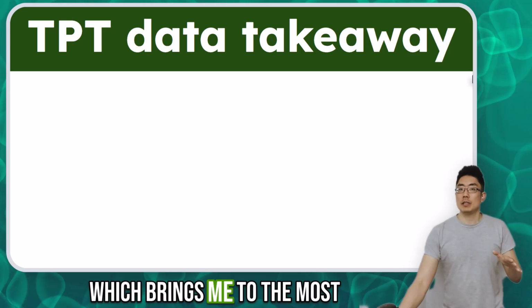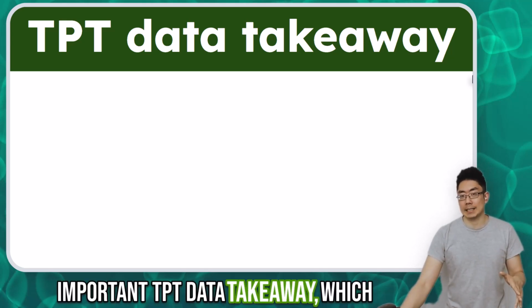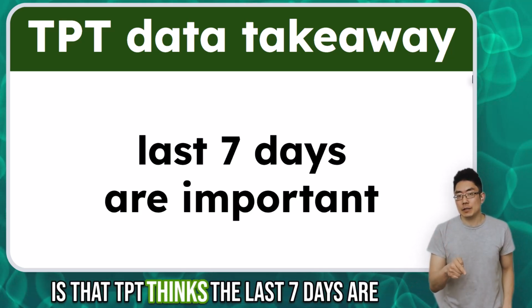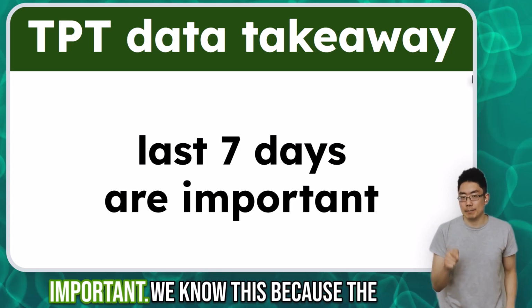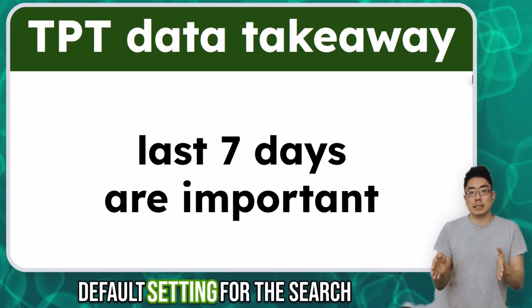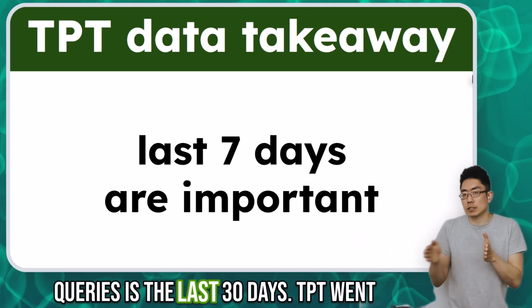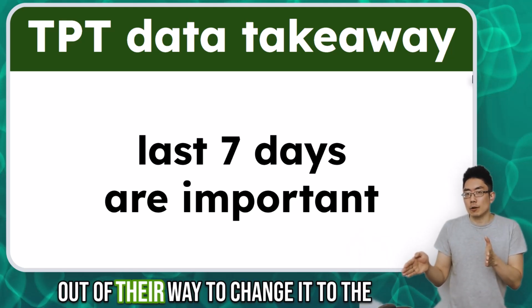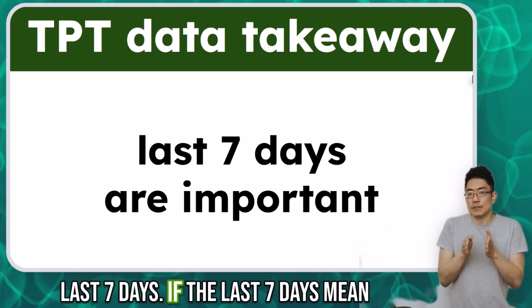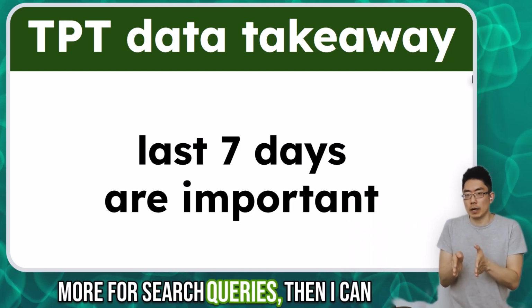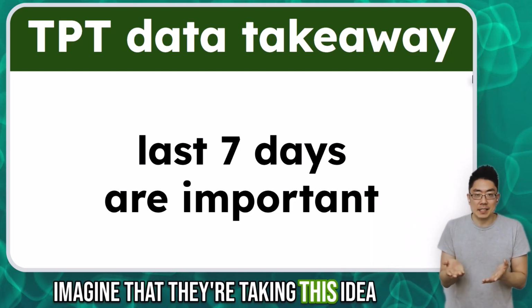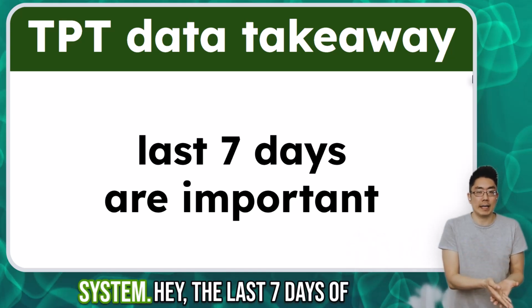Which brings me to the most important TPT data takeaway, which is that TPT thinks the last 7 days are important. We know this because the default setting for the search queries is the last 30 days. TPT went out of their way to change it to the last 7 days. If the last 7 days mean more for search queries, then I can imagine that they're taking this idea and applying it to their SEO ranking system.